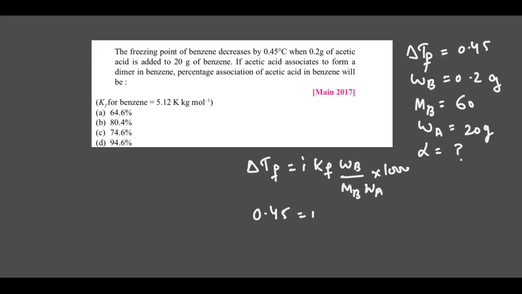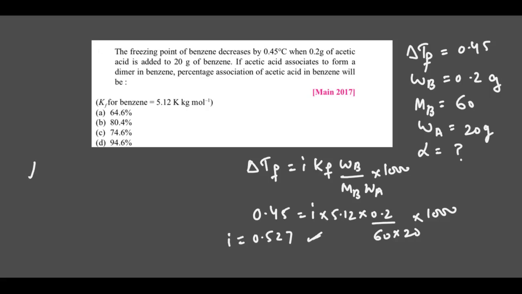So how will you proceed? You will use the formula delta TF is equal to i KF into WB upon MB WA into 1000. Delta TF given is 0.45, KF value given is 5.12, now WB 0.2, MB 60, WA 20 and then 1000. When you solve, you will get the value of i as 0.527. So this is the value of i.